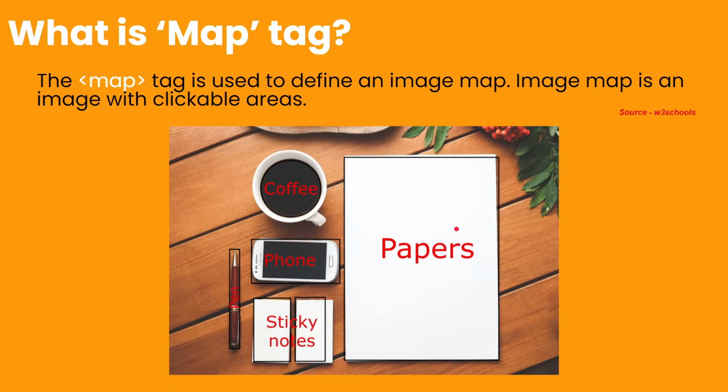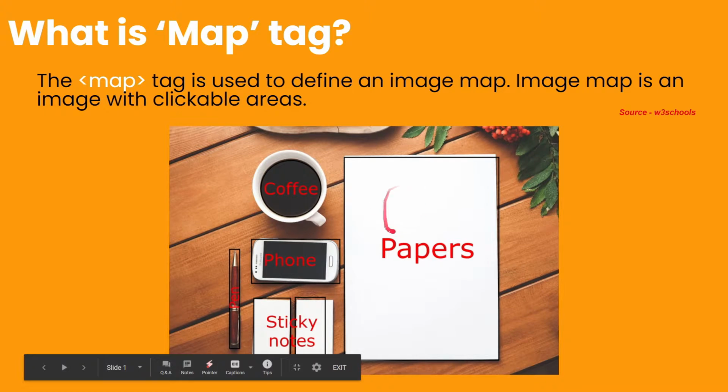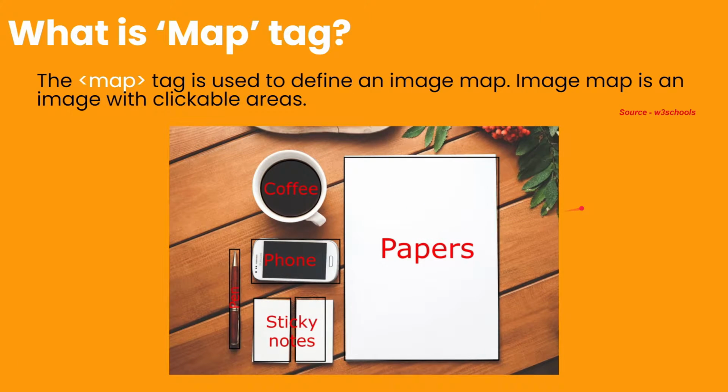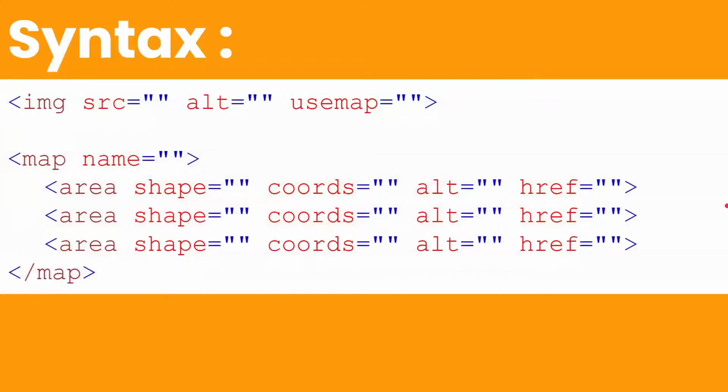By using a map tag, we can define different areas on an image. As you can see, this is a different area, this is a different area, phone is a different area, pen is a different area, and by using the map tag, we can define different areas on an image. Okay, so let's take a look at the syntax.